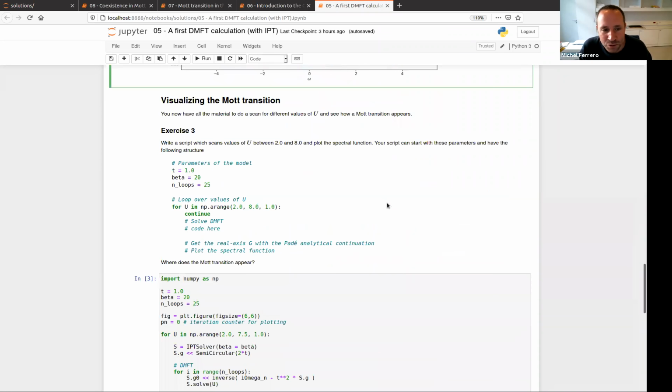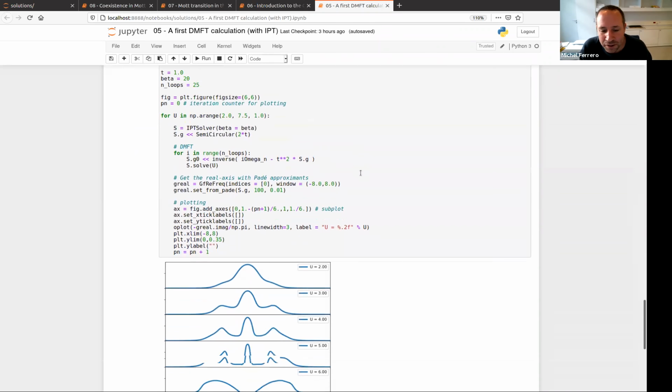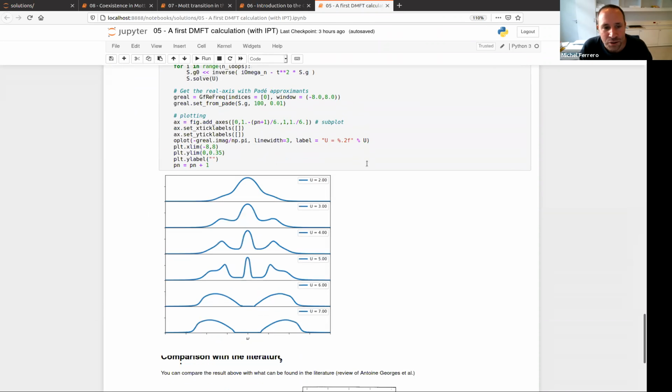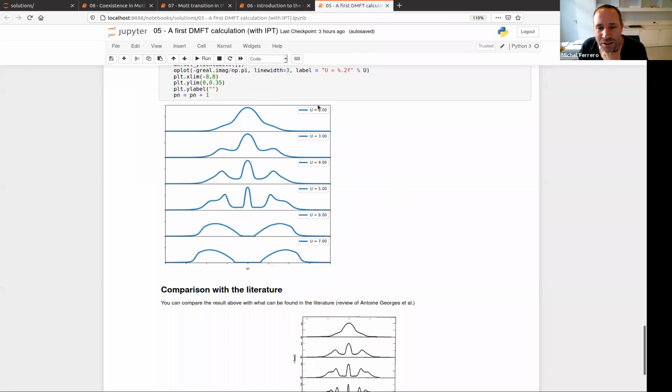We can put that in a loop for different values of U. So there's nothing special in this script. It's the same as the other one, but it's been embedded in a loop over U. And what you see is that as you increase U, something very special happens. You start at low values of U from a spectral function. You have to think of this spectral function as the density of states, if you want, the local density of states of your system. So in the beginning, there's excitations everywhere at all energies. Your system is a metal.